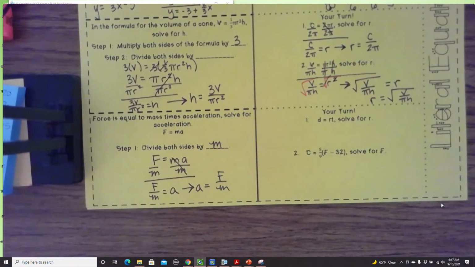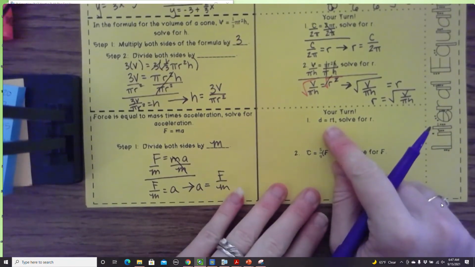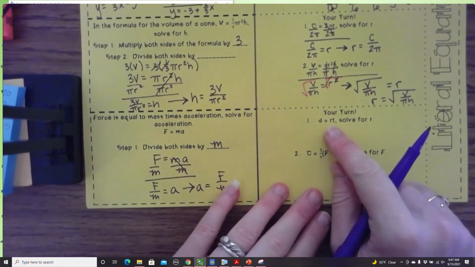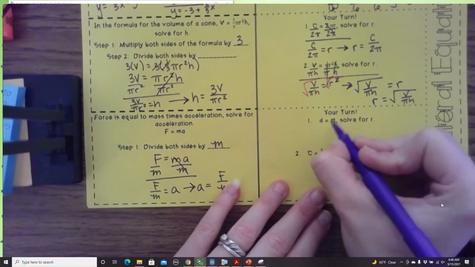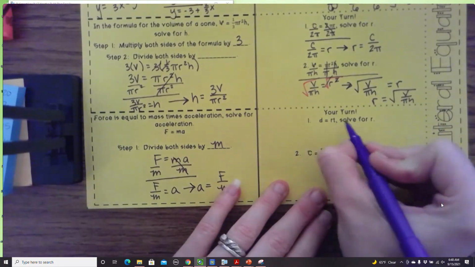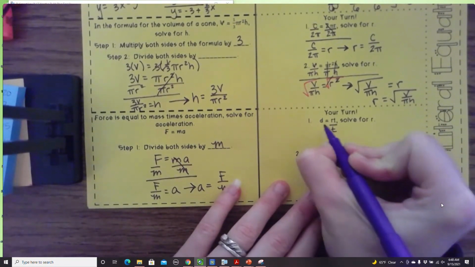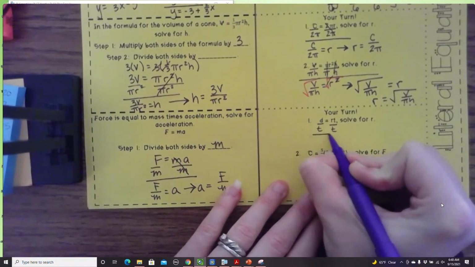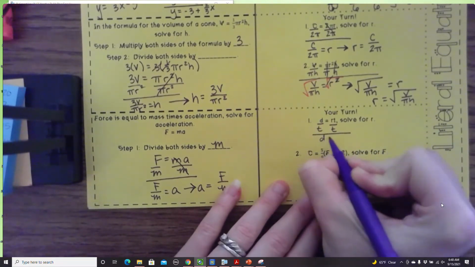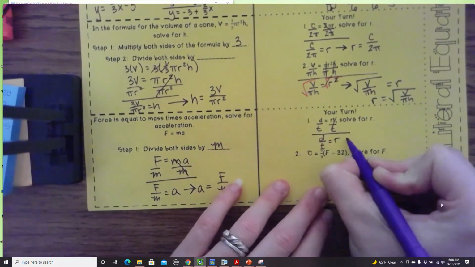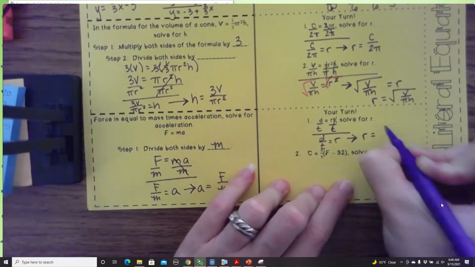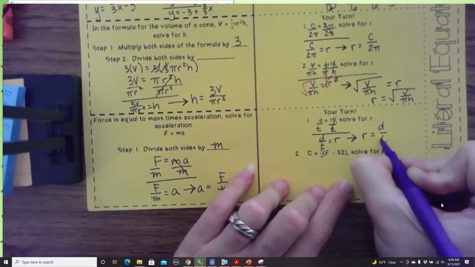Oop, sorry, it froze. All right, this is one that we see a lot on tests. D equals R times T. Solve for R. So I want to get everything away from R. It's being multiplied by T, so I do the opposite. Just divide both sides by T. So I have D divided by T, T's cancel, equals R, or R equals D divided by T.